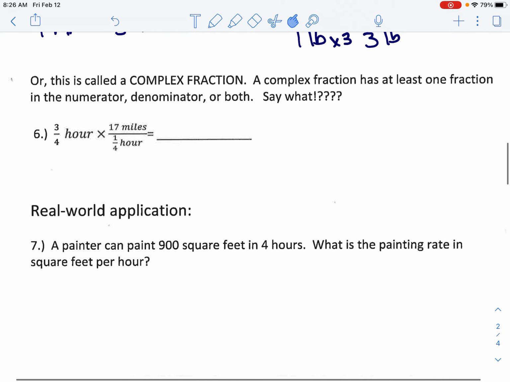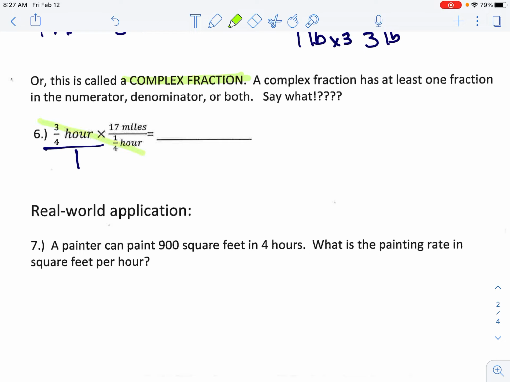Okay, so these look a little tricky. We're going to go back to reducing, cross-canceling when we multiplied fractions. This is exactly what we're going to do here. It looks a little weird because we have a fraction in the denominator. So this is called a complex fraction. A complex fraction has at least one fraction in the numerator, denominator, or both. So the first thing I'm going to do over here is I am allowed to put a fraction bar and a 1 on the bottom. So I'm going to try to make that look more like a fraction times a fraction.